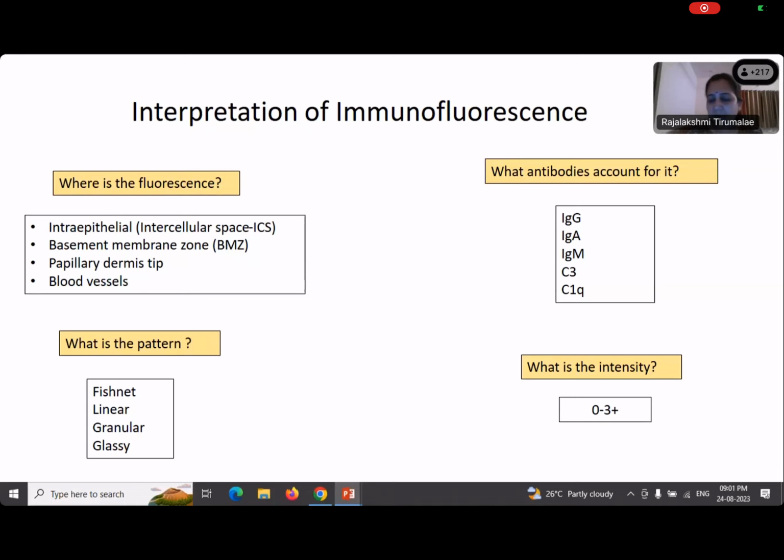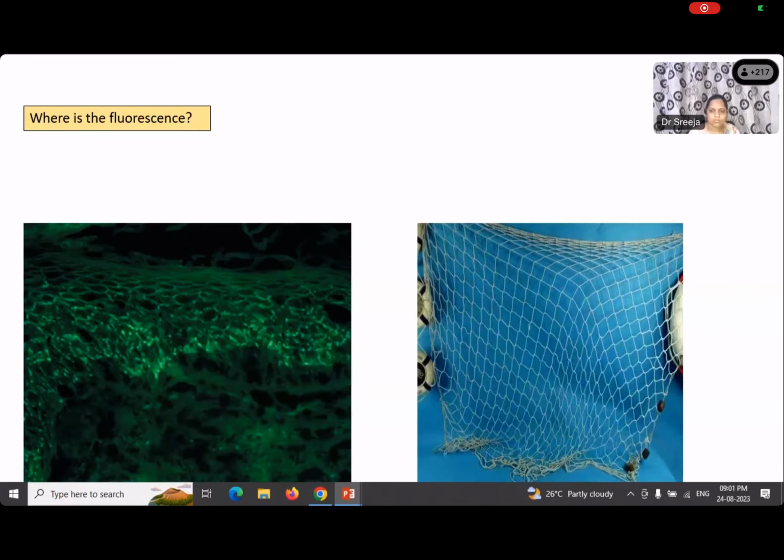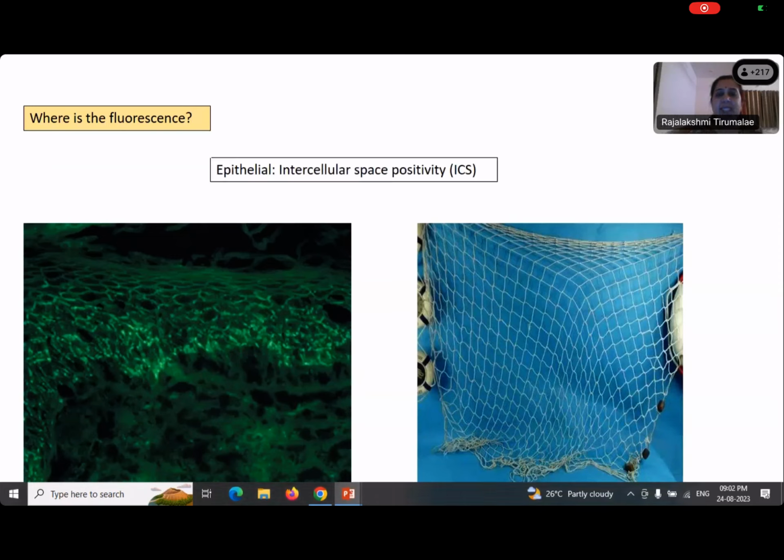And what is the intensity? So the intensity is less important in this context. When we talk about where the fluorescence is, what is the pattern you're seeing here? Can you tell me? It is in the epidermis, and the fluorescence is in between the cells. This is intercellular. Actually, it should be called pericellular. It's not intercellular, it is pericellular positivity. But by convention, we call it ICS, and this is likened to a fishnet.